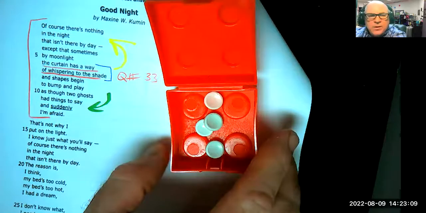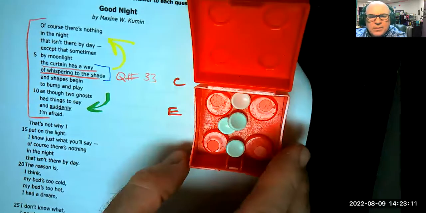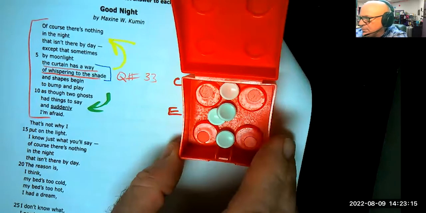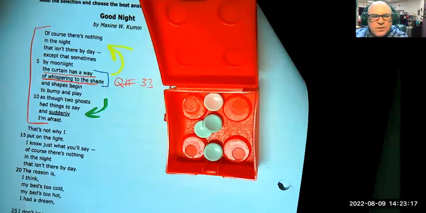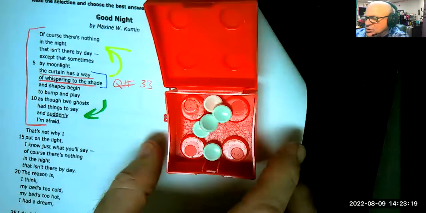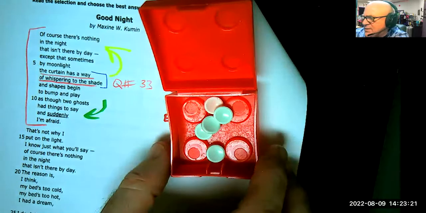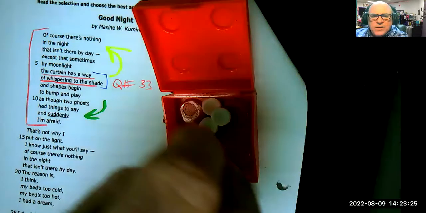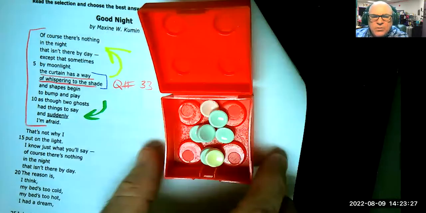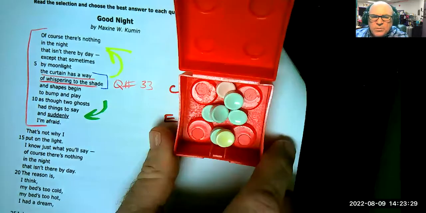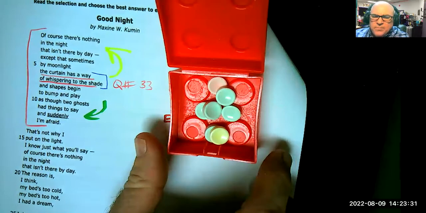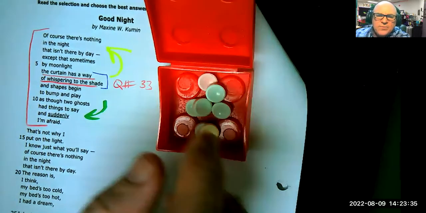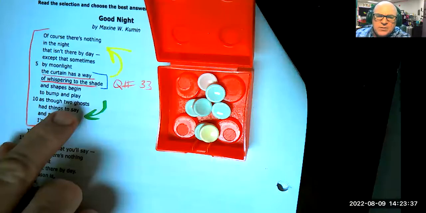I have 4 in the box. That means 4 lines have been read so far. By moonlight, nothing about opinions. The curtain has a way of whispering to the shade. That's the lines they're asking about. Why is that personification there? What was his reasoning? Well, it causes him to have this effect of starting to imagine things.